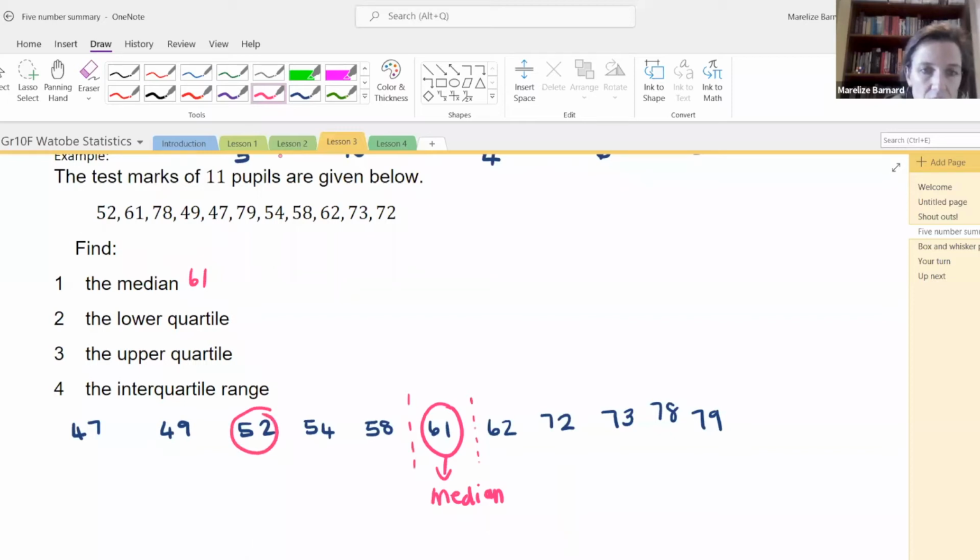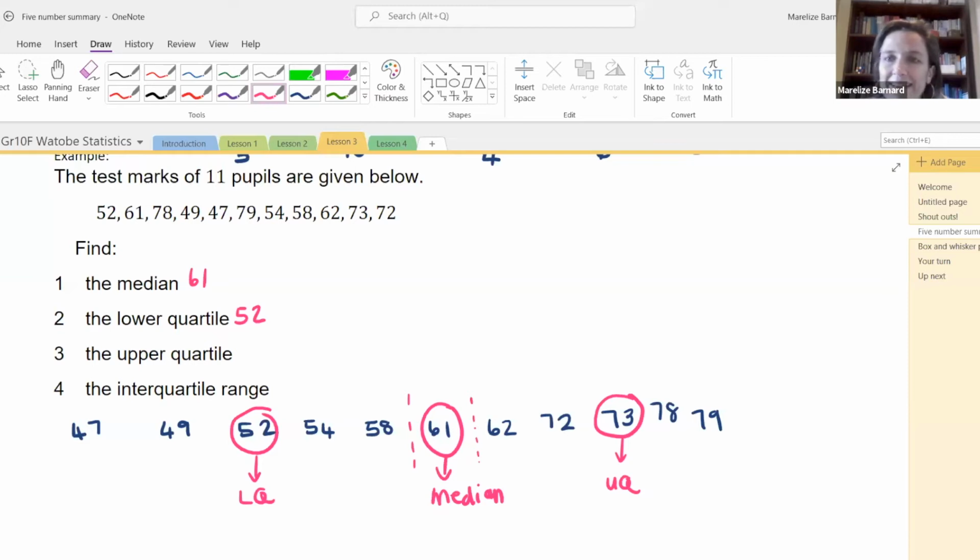So our lower quartile, I totally agree, that is 52. Well done. And pop in your answer for upper quartile. Upper quartile is also, now we check our upper values. There are 5 of them. The middle one is 73, which is the upper quartile.